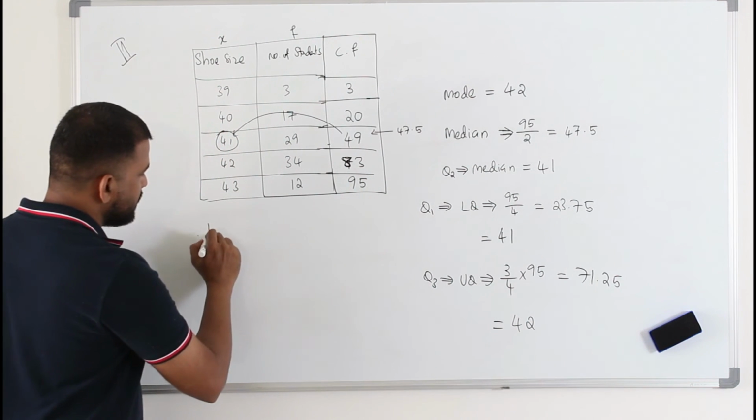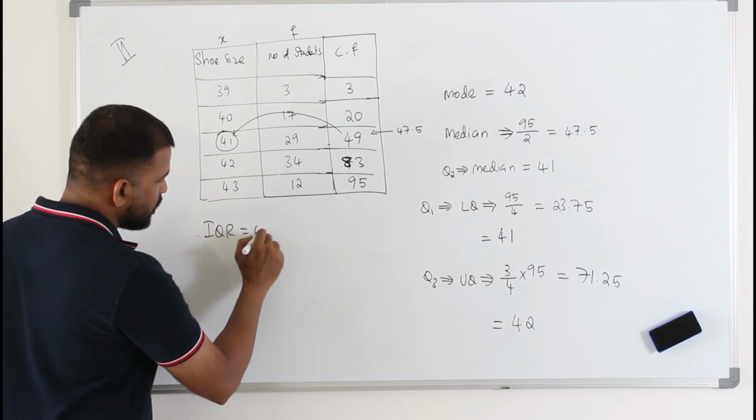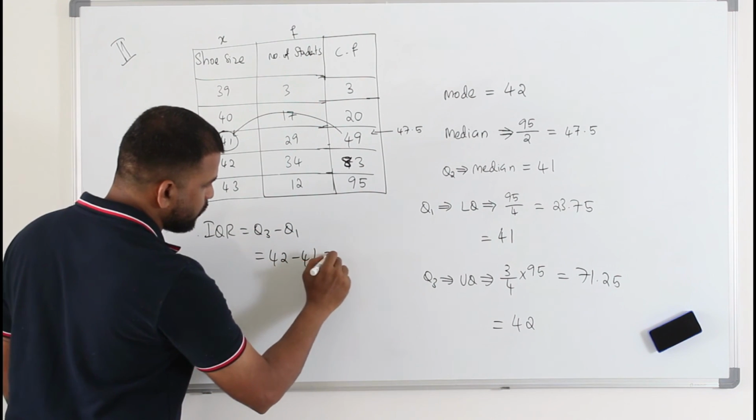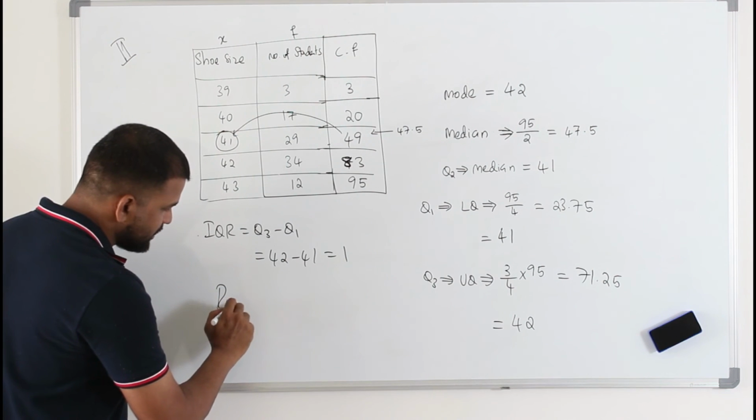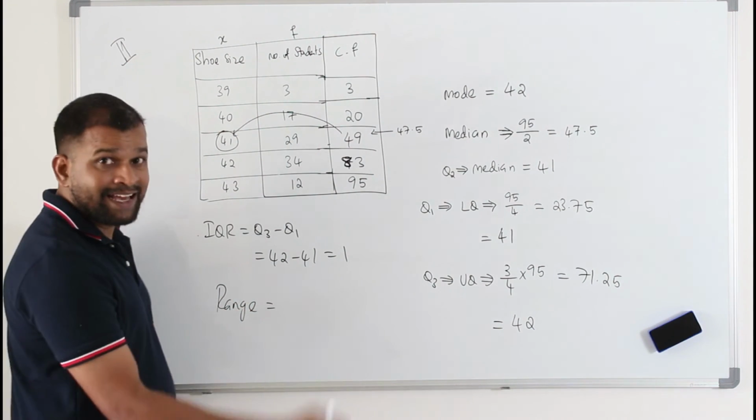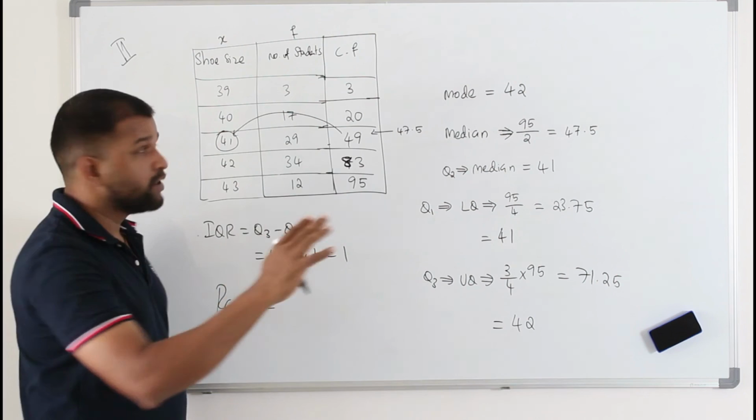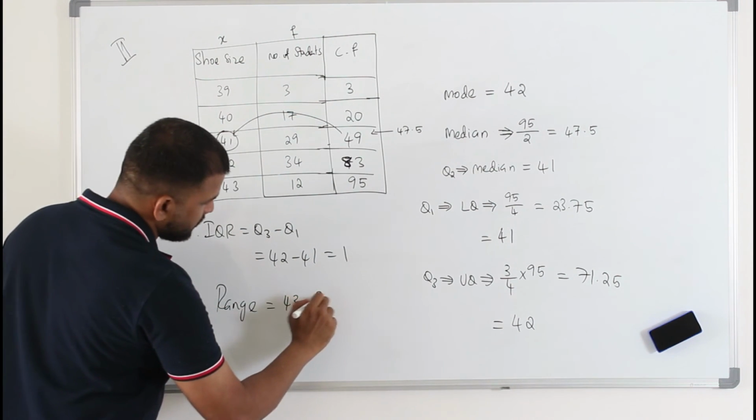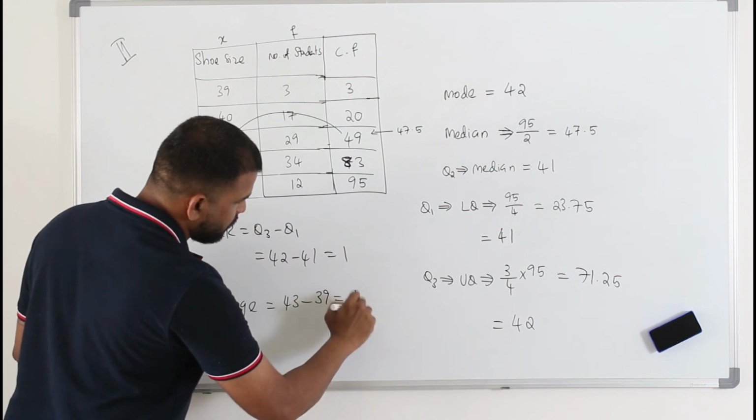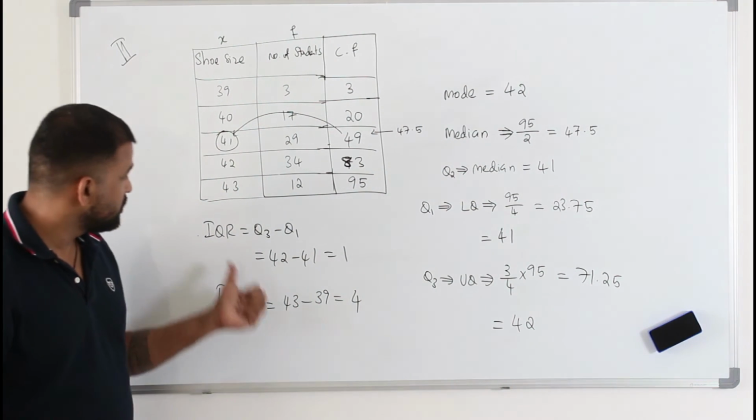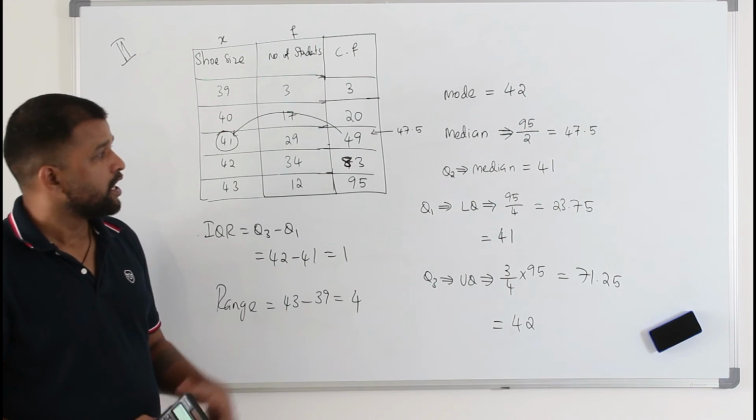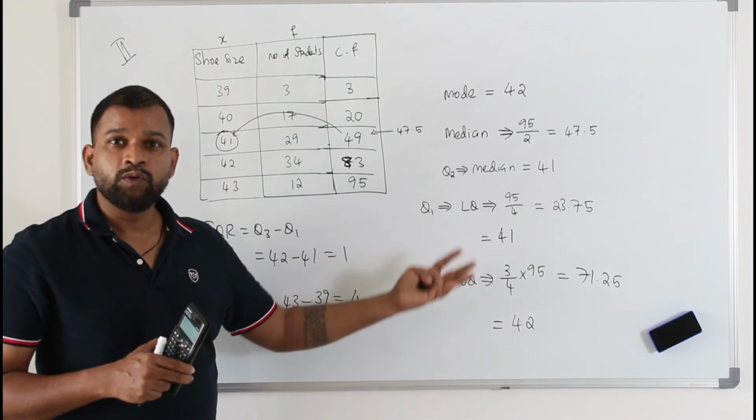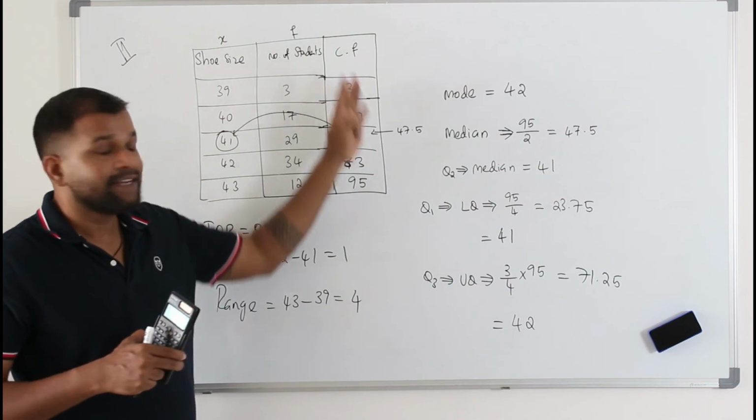Now you can find the interquartile range. Q3 minus Q1 is 42 minus 41 is 1. If they ask you to find just the range, do not take the value from frequency, take the x value. 43 minus 39. That's 4. That's the range. This is the interquartile range. So that's how you find mean, median, mode, range, Q1, Q2, Q3, and interquartile range for this type 2 data.